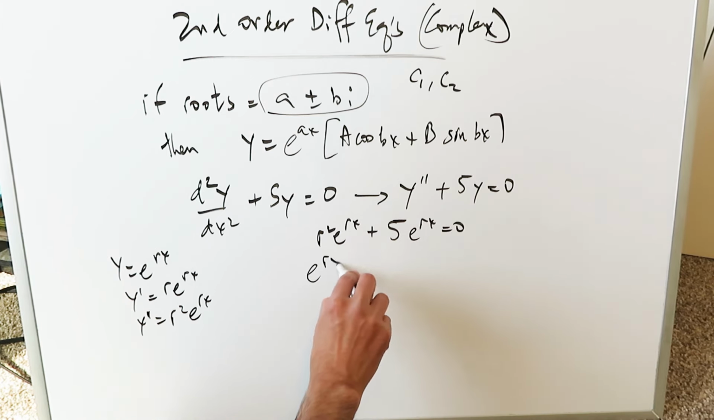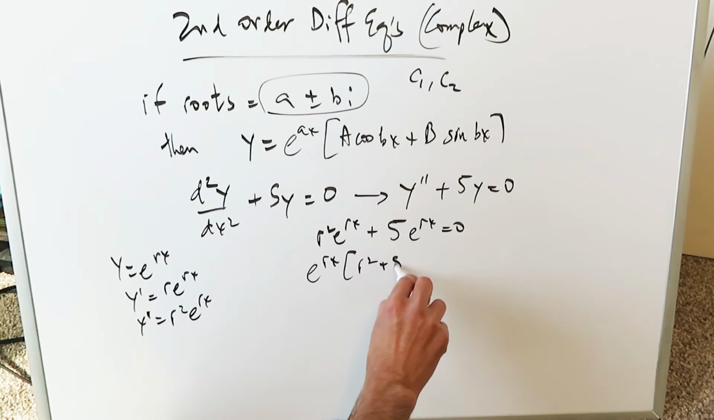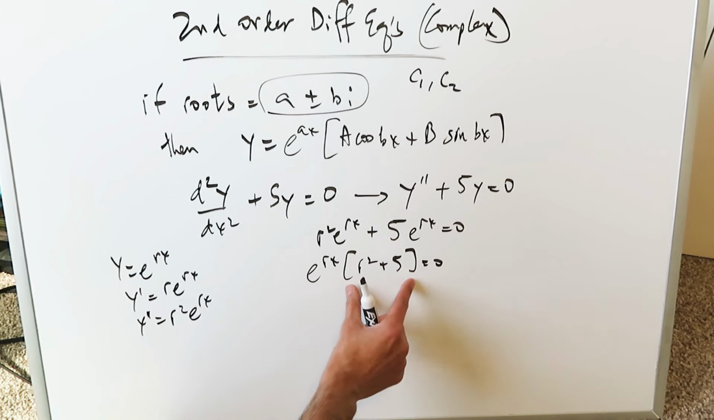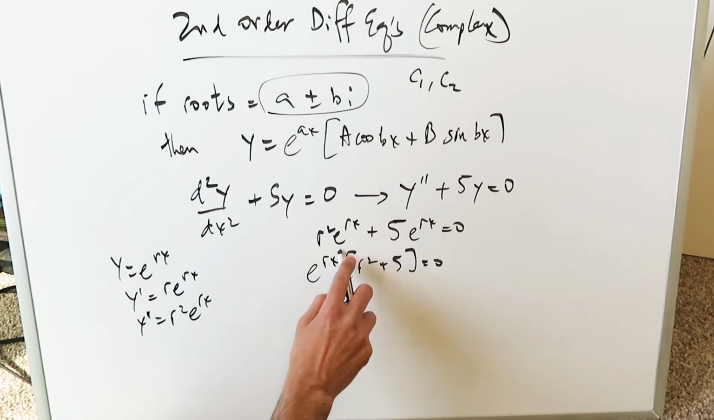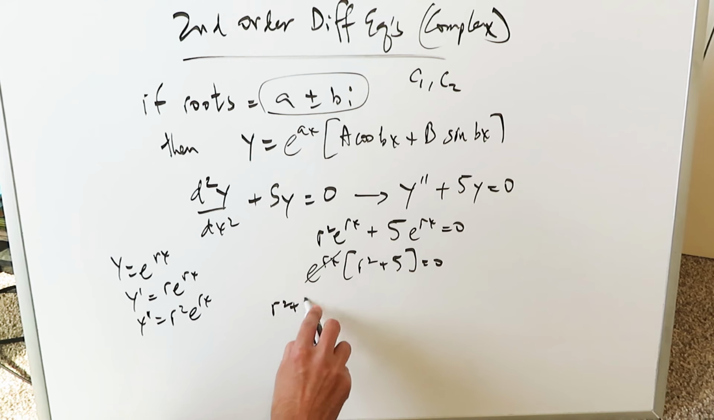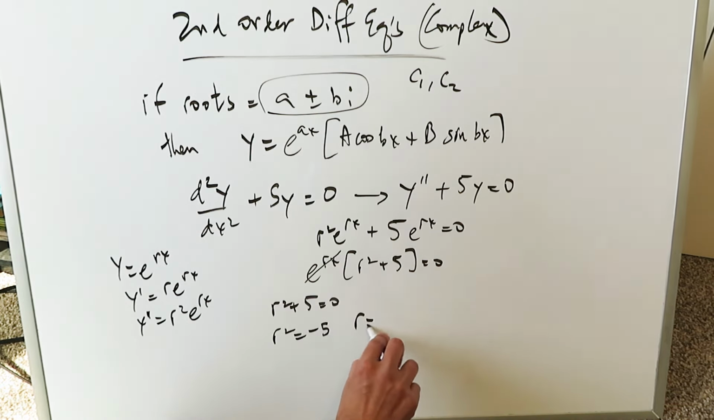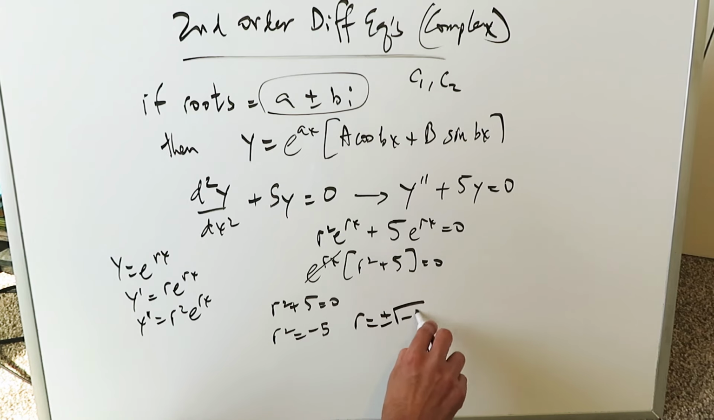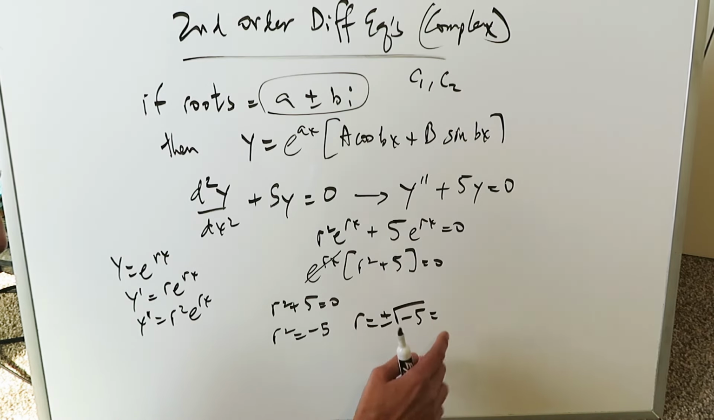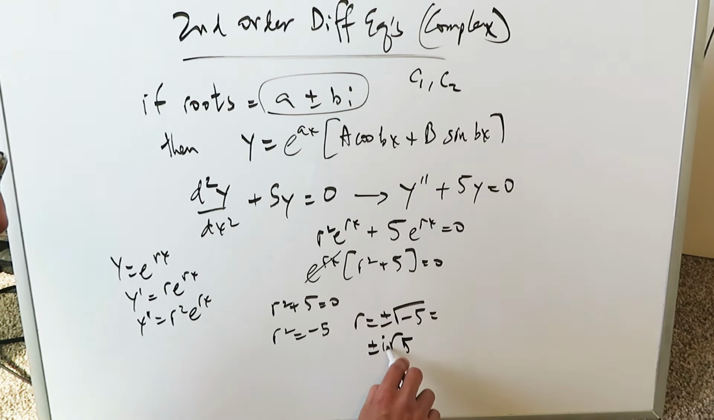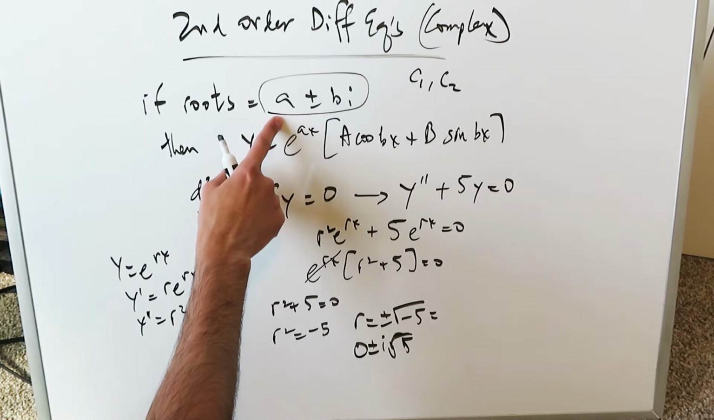You isolate the e to the rx, and you'll have r squared plus 5 equals 0. You can solve for this and push that to the other side. So you're looking at r squared plus 5 equals 0. r squared is equal to minus 5. r is equal to plus and minus the square root of minus 5, which would be, as you can imagine, plus and minus i root 5. But you can make the picture a little more complete by saying 0 plus and minus i root 5, so it looks like this.